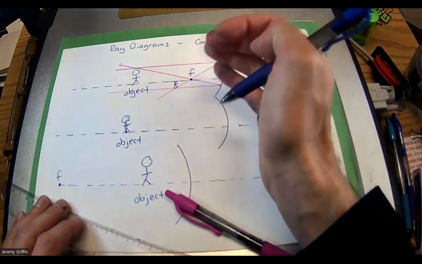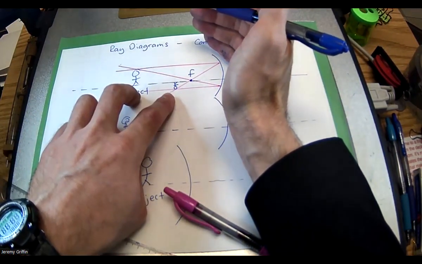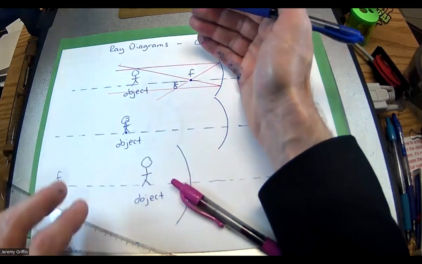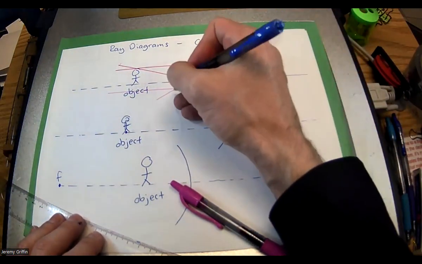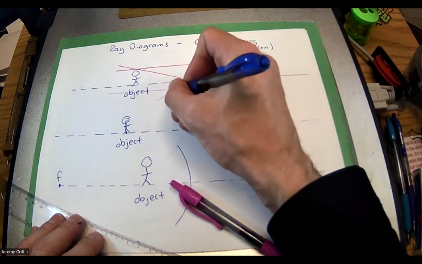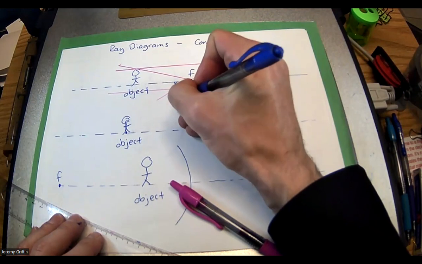So there's the image. Now, do you see how the image is on the same side as the object? And also it's inverted. So the fact that it's on the same side, I'm not going to call it a virtual image, I'm going to call it a real image. And the fact that it's upside down, I'll call it inverted. So this is going to be an inverted real image.